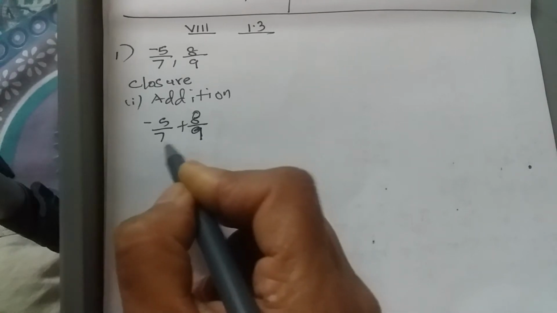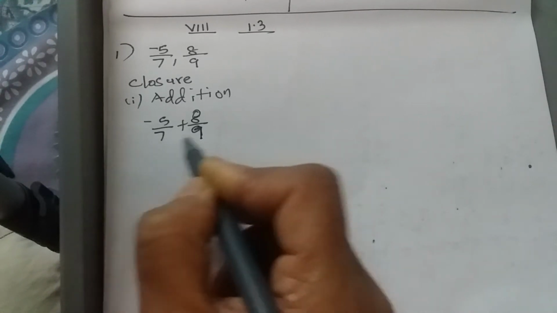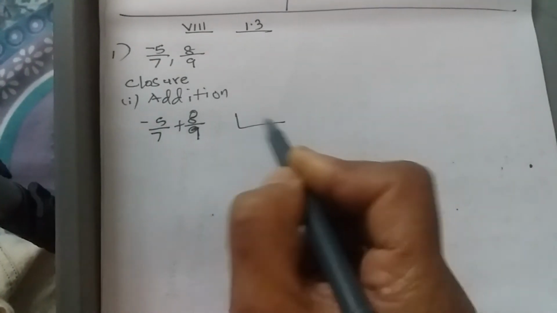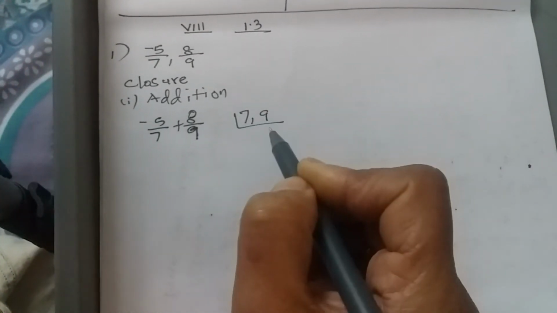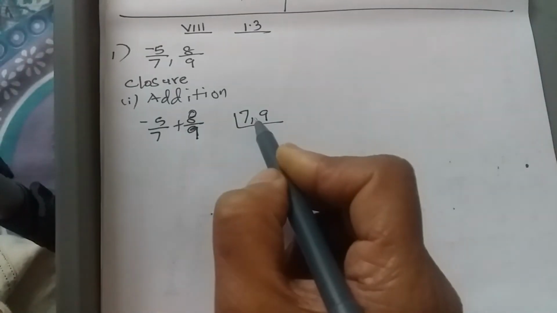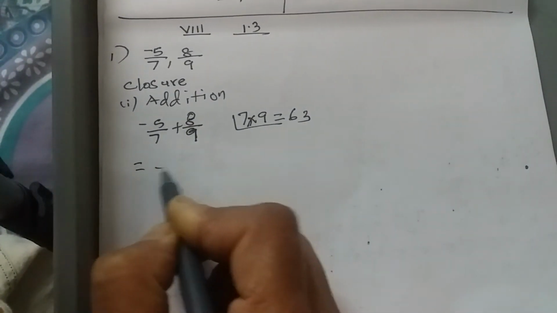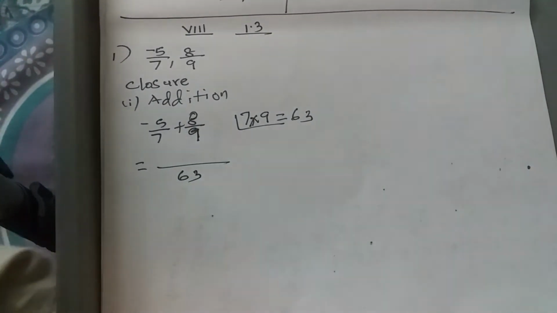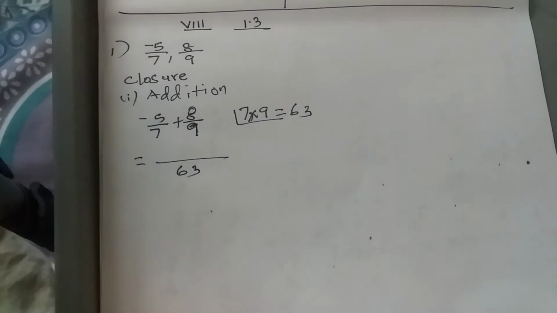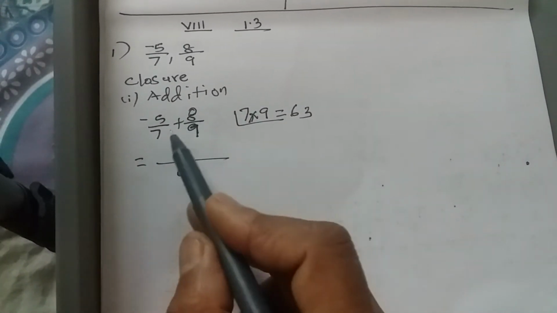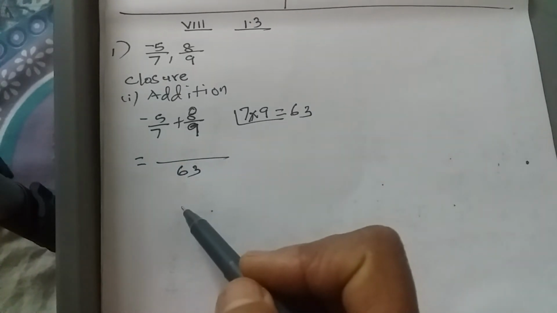So to add, we need LCM. If the denominators are different, can we add them? No, we need LCM. So LCM for 7 and 9. Do they have a common factor to divide? No common factor. Both don't come in the same table. So multiply them to find the LCM, which is 63. Next step, you can tell me now, because we have become very familiar with LCM simplifications after solving so many exercises in rational numbers.